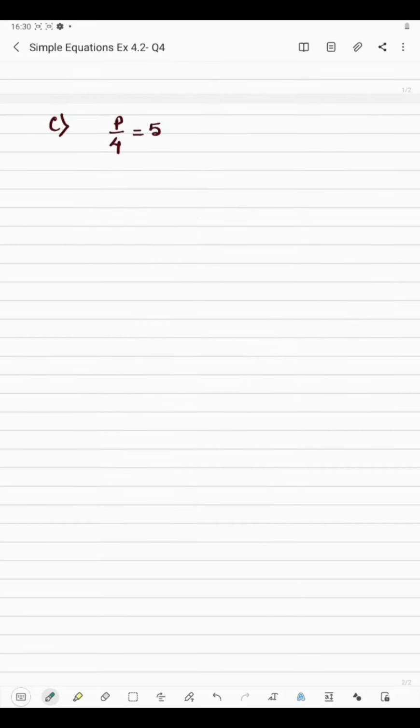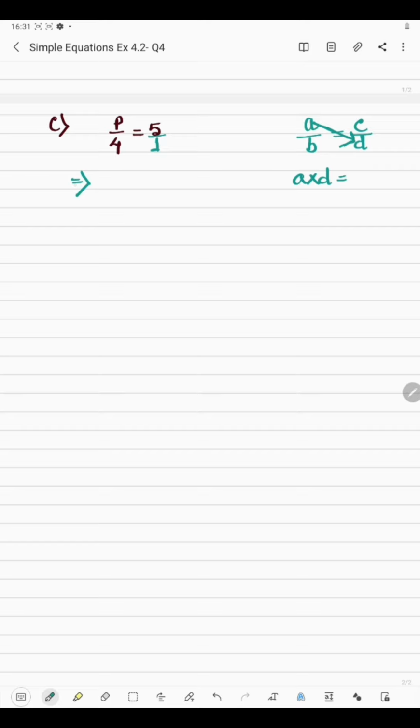Now in the C part we have p divided by 4 is equal to 5. In this type of equation, if it is given in the form a by b is equal to c by d, here where nothing is written we can consider it as 1. So this is given in a by b is equal to c by d form. If we get this type of form, then we will just do cross multiplication. This way we will multiply, that means a into d.